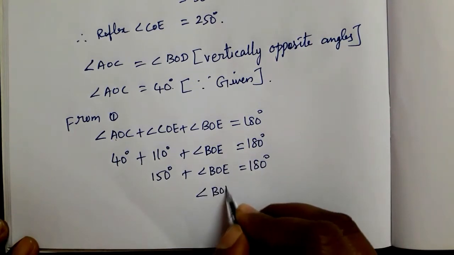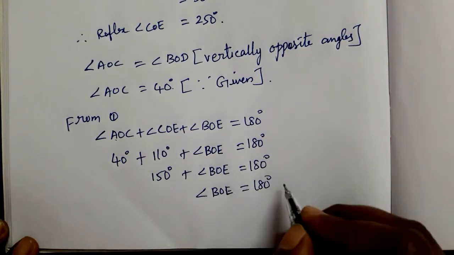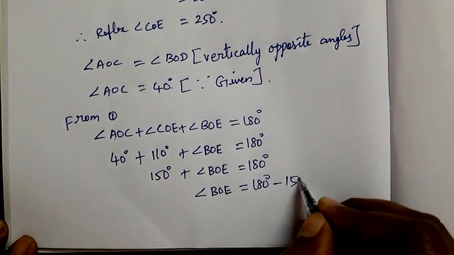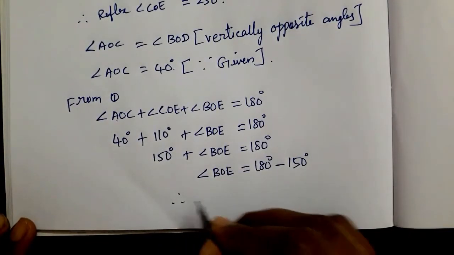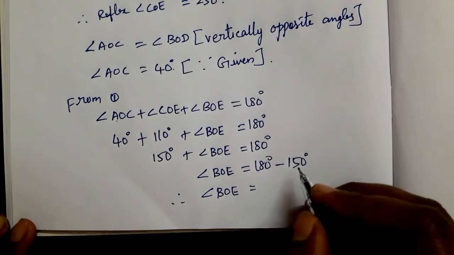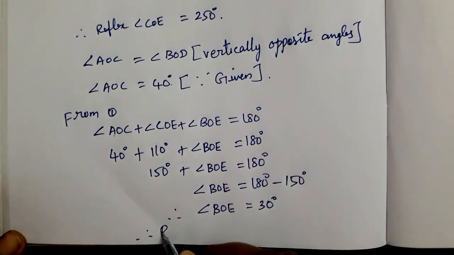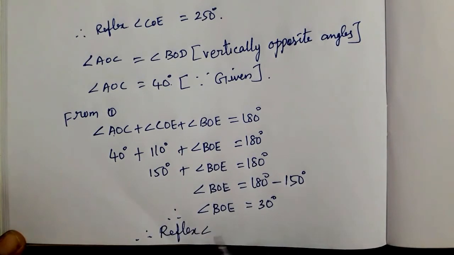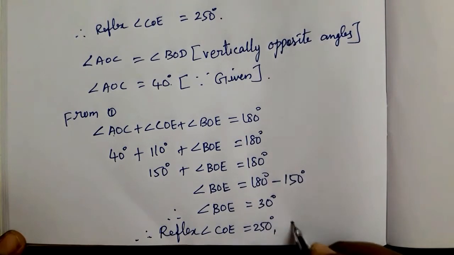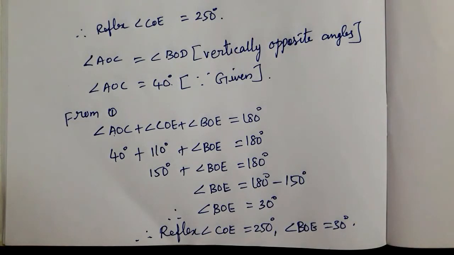Therefore angle BOE equal to 180 degree. This plus 150 degree becomes that side, minus 150 degree. Therefore angle BOE equal to 180 minus 150, we will get 30 degree. Therefore reflex angle COE equal to 250 degree and angle BOE equal to 30 degree. That's all for the first question. Now move on to the next one.